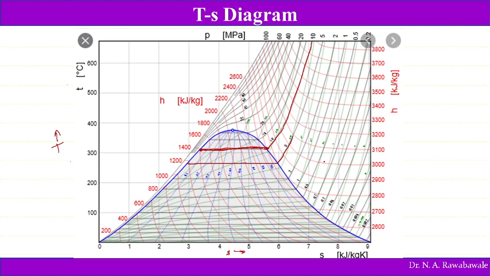One more thing I spelled wrong yesterday: in place of kilojoules per kg Kelvin, I called it kilojoules per kg. The unit of entropy is kilojoules per kg Kelvin. So these were the two mistakes which I made in the previous lecture.